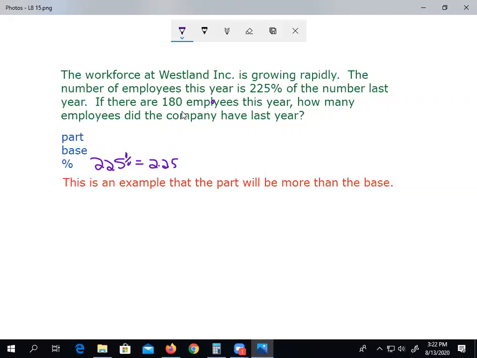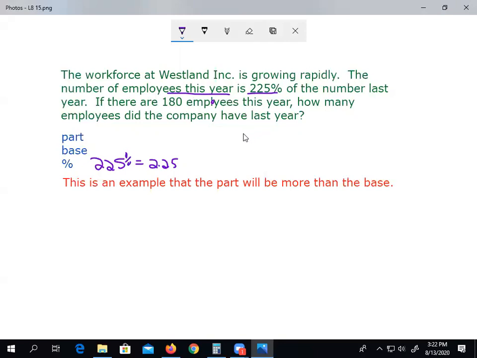If there are 180 employees this year, how many employees did the company have last year? The number of employees this year is 225%. So notice that this year goes with the 225% of the number of employees last year.